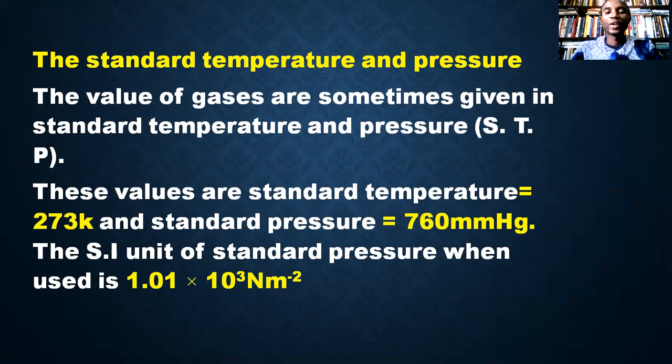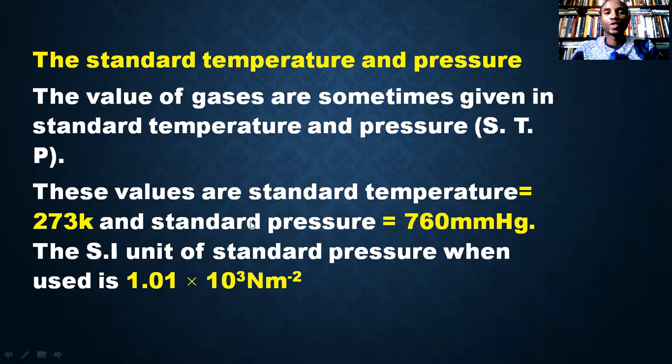Of standard temperature and pressure, you used to hear about STP. Now the volume of gases is sometimes given at standard temperature and pressure, which is STP. The standard temperature is 273 Kelvin, that is absolute temperature, which is equivalent to 0 degrees Celsius.